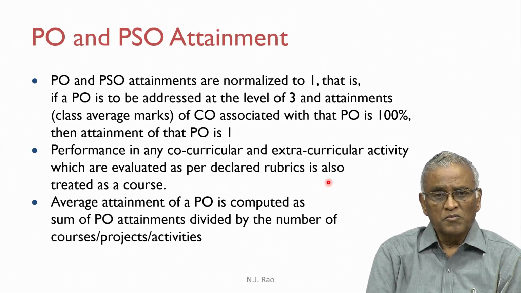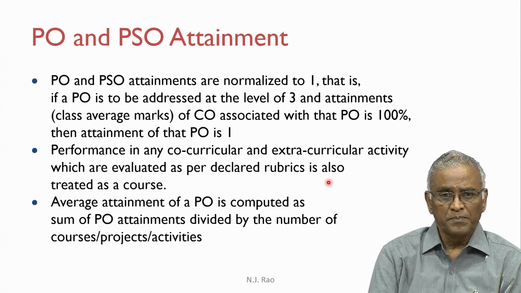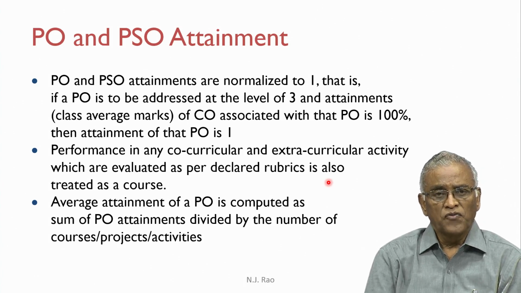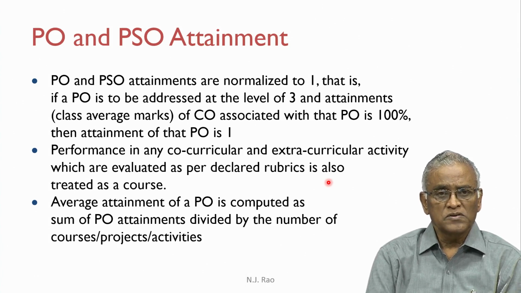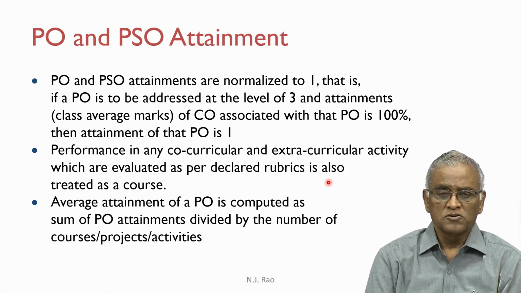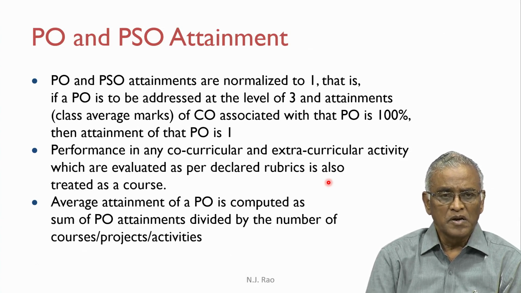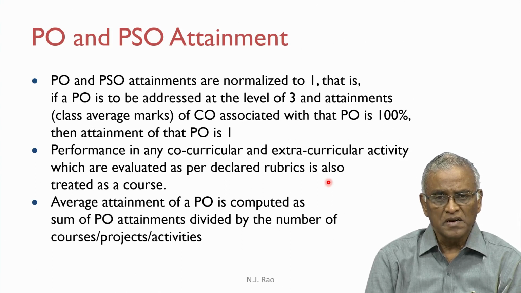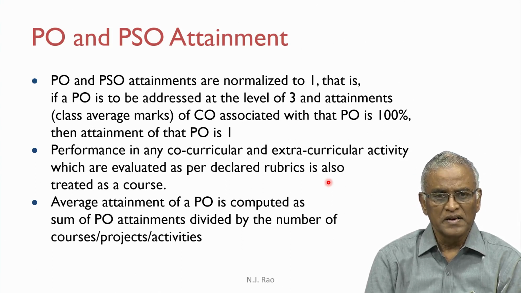Once again, because there are several, like 1, 2, 3, we are mapping. So, we need to finally normalize something. Here, PO and PSO attainments are normalized to 1. They can also be normalized to any other number. It can be 10, it can be 3, 5, anything that you can do. But PO and PSO attainments are normalized to 1, something that everyone can relate to readily.